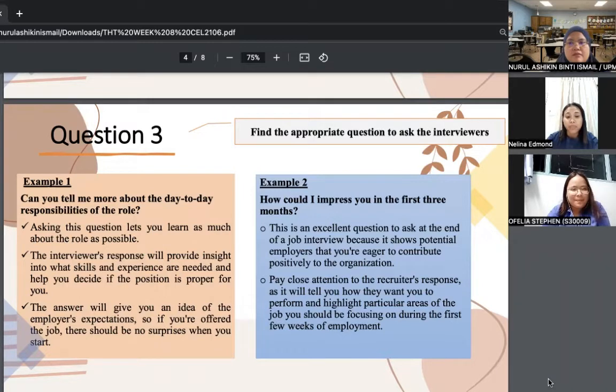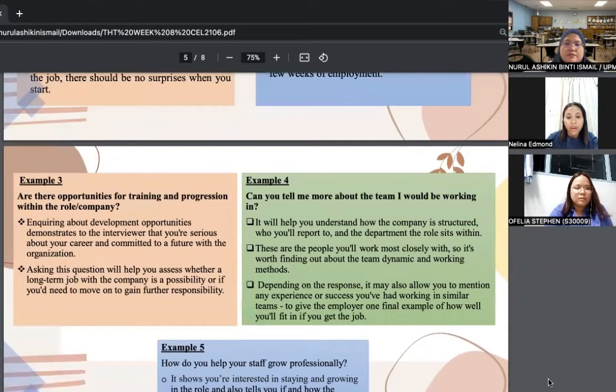And for example number 2, the question is, how could I impress you in the first 3 months? I think this is an excellent question to ask at the end of a job interview, because it shows the potential employer that you are eager to contribute positively to the organization. And it also means that you pay close attention to the recruiter's response, and it will tell you how they want you to perform and highlight particular areas of the job that you should be focusing on during the first few weeks of employment.